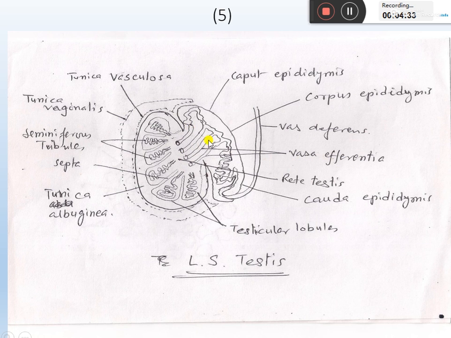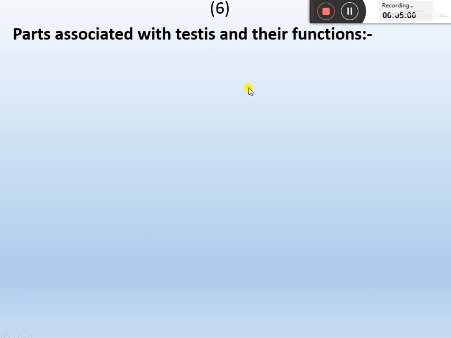The vasa efferentia altogether join to form a 6 meter long coiled tube called the epididymis. The epididymis has three parts: caput epididymis, corpus epididymis, and the cauda epididymis. The epididymis leads to the vas deferens, which opens into the urethra.